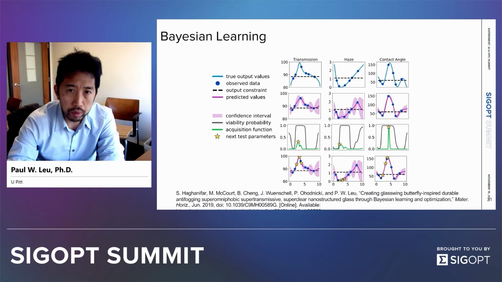So this gives an example of this for those three different parameters: transmission, haze, and contact angle. We have a variety of observed data points. The Bayesian learning builds a model based on these data points with confidence intervals as well. And then based on the acquisition function, we have additional experiments for us to perform, and we iterate based on this.